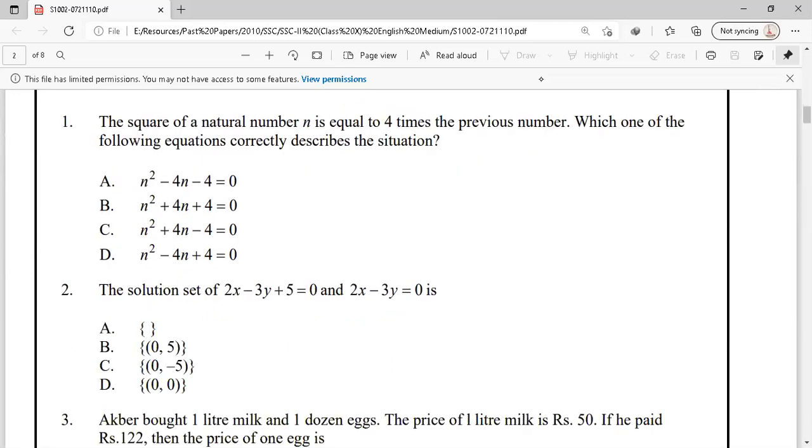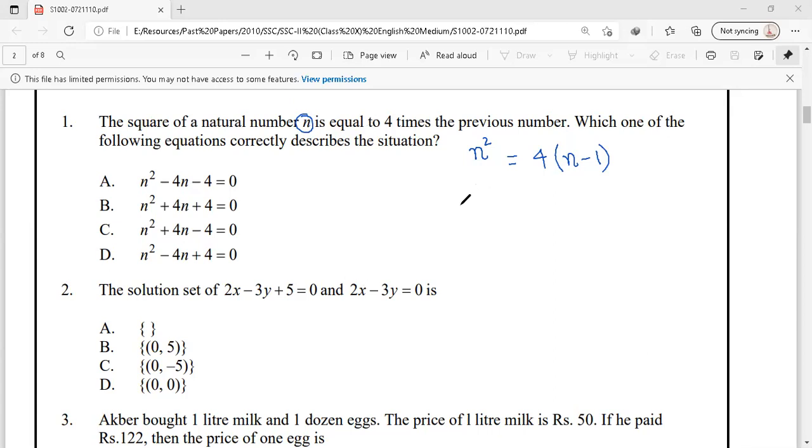So here we have our question number 1 and 2. Let's try to solve these questions. The square of the natural number n. So let's say this is n square is equal to 4 times the previous number. 4 times the previous number means that the previous number will be equal to n minus 1. If n is the natural number, its previous number will be n minus 1. So which of the following correctly describes the situation?